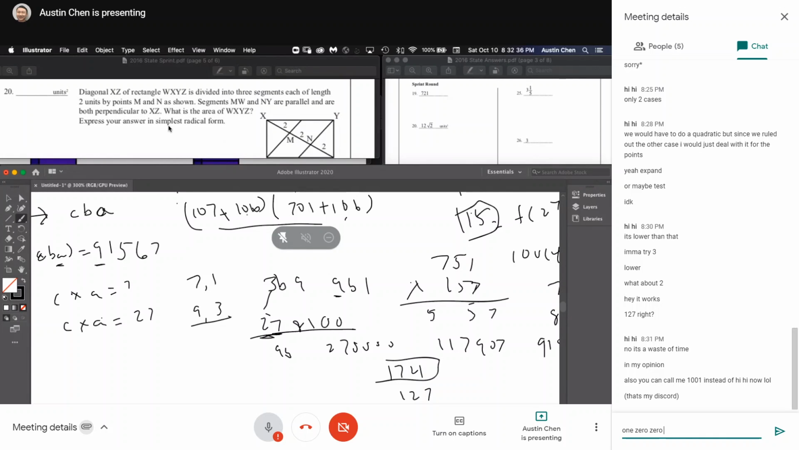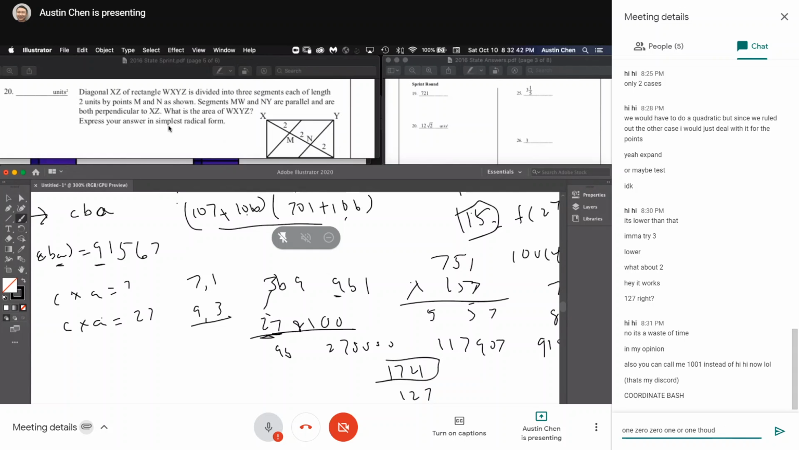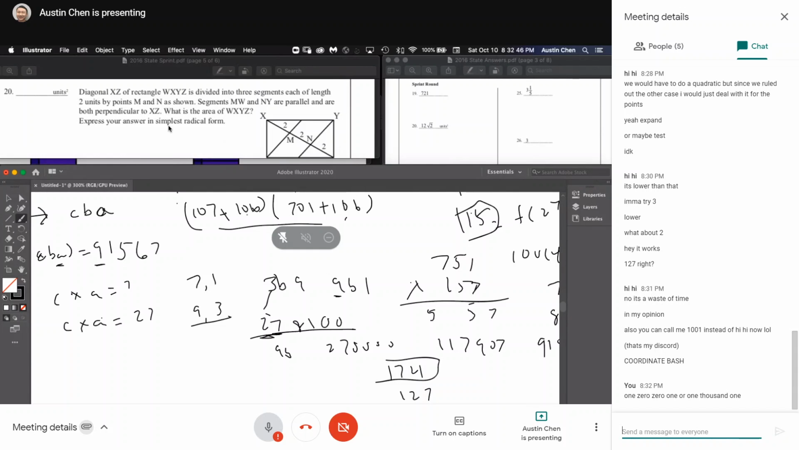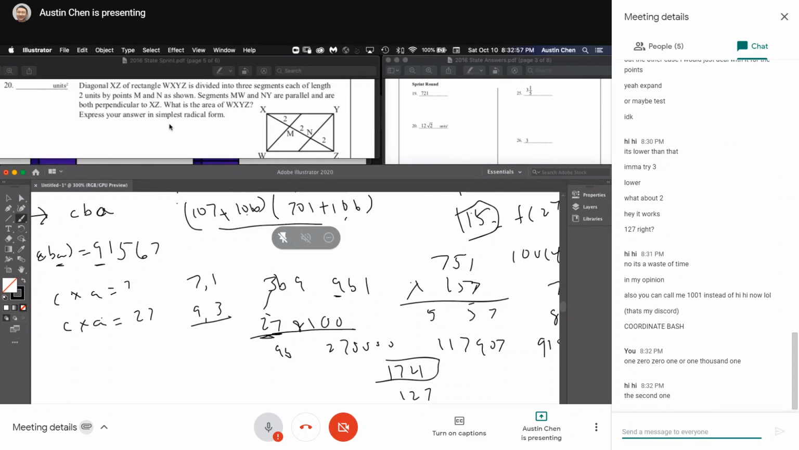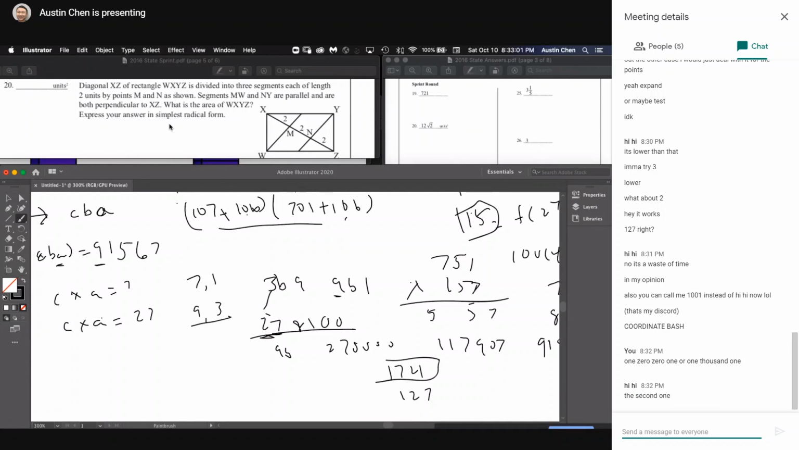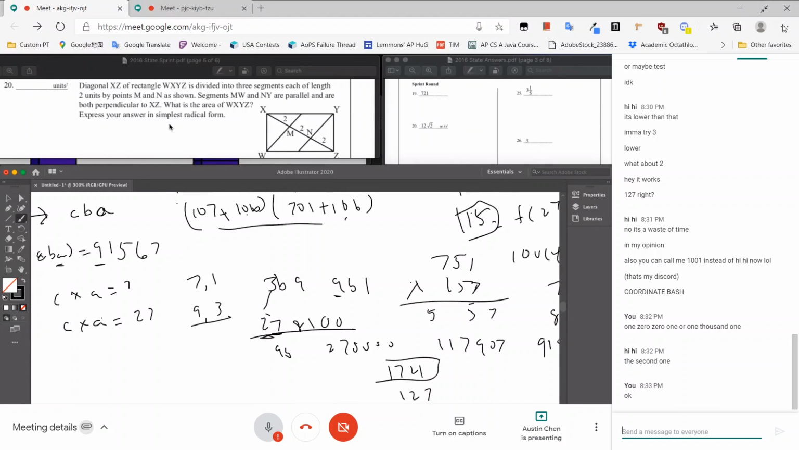Number 20: diagonal xz of rectangle wxyz is divided into three segments, each of length 2 units, by m and n as shown. Segments mw and ny are parallel and are both perpendicular to xz. What is the area of wxyz? Express your answer in simplest radical form.